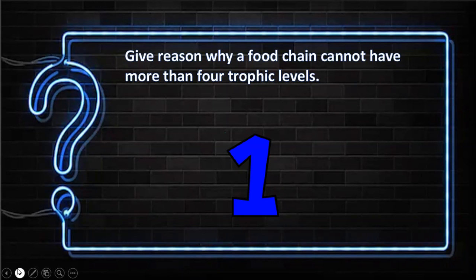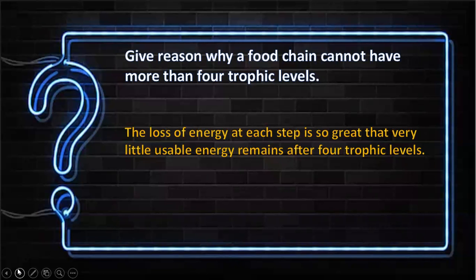Right. So the loss of energy at each step is so great that very little usable energy remains after each trophic level. As we move from one trophic level to the other, only a little usable energy, energy that can be used, remains in that trophic level. Therefore, the loss of energy occurs at each and every step of a trophic level. So, a food chain cannot have more than four trophic levels. Clear with that? So this is another question from the bio part. Okay.